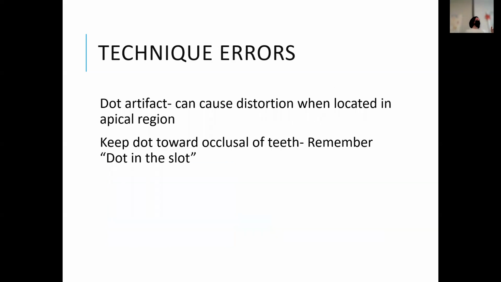The dot artifact: when we were mounting our films, you have a little bump, the dot. If you don't put the dot in the slot, which holds the traditional film, and you turn it upside down so the dot is going superior, it's likely going to be around the apices of the roots, and then it could look like a periapical abscess or something like that. So the term is dot goes in the slot, to always keep that dot artifact along the occlusal surface. That would be an error if they hadn't put it in the proper orientation in the holder.